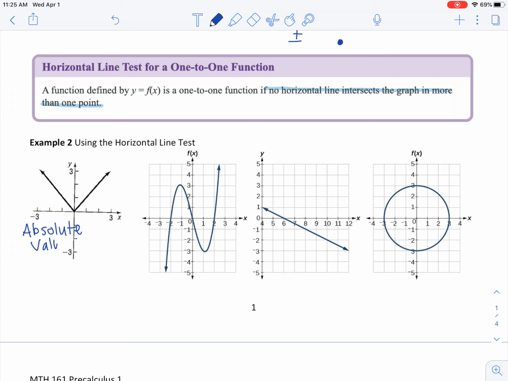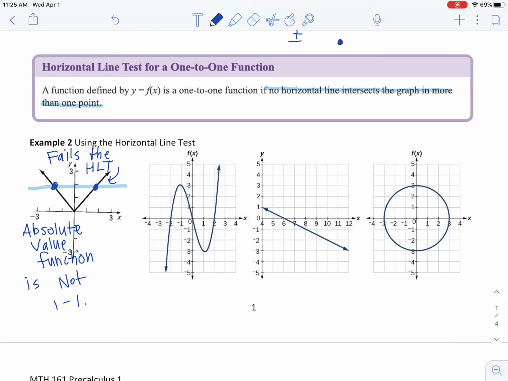Now, first of all, isn't this guy the absolute value function? This is an absolute value function. But the question is, is it a one-to-one function? So draw that horizontal line right here. Boop. Notice how it touched 1 point and 2 points. It failed the horizontal line test. So what you can say is this absolute value function is not one-to-one. Okay, let's try the next one.